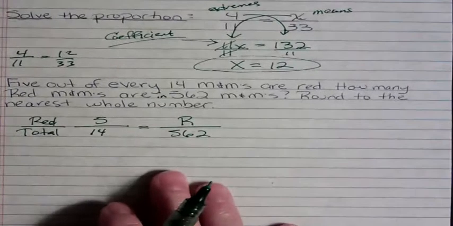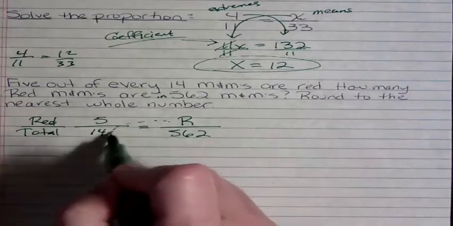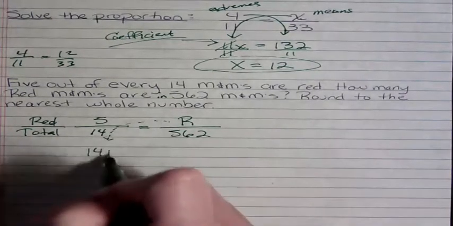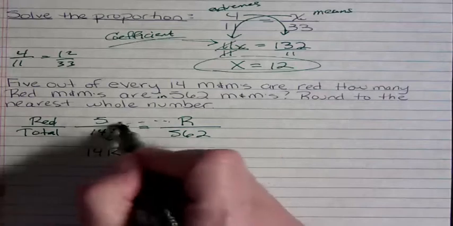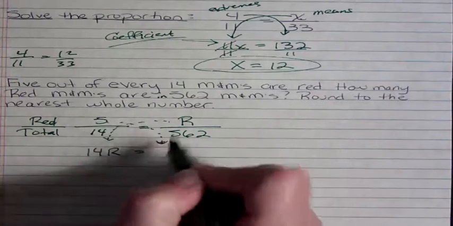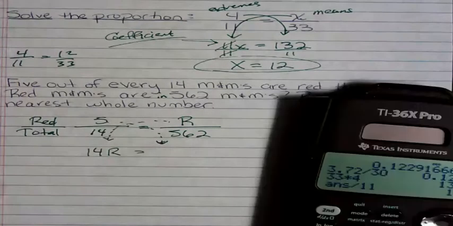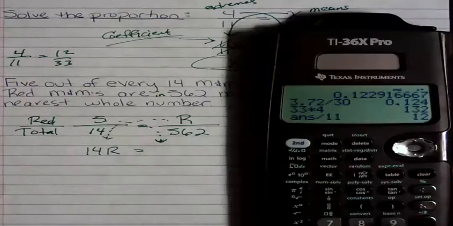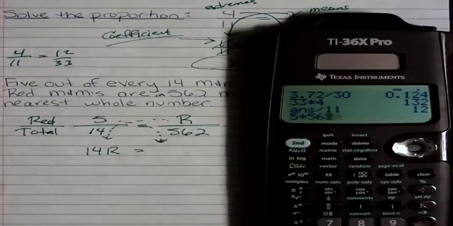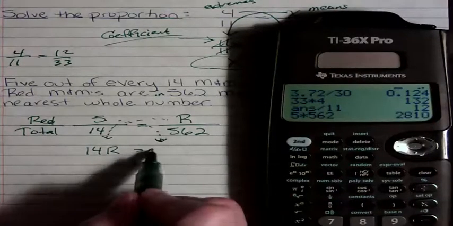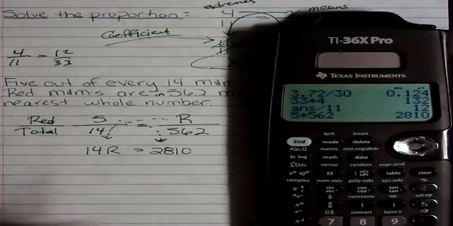We're going to cross multiply. So we're going to take 14 times R, and then we're going to take 5 times 562. You don't have to write those arrows. I just do to see what's happening. You can see what's happening. 5 times 562 is 2,810. And then what's the coefficient in this problem?